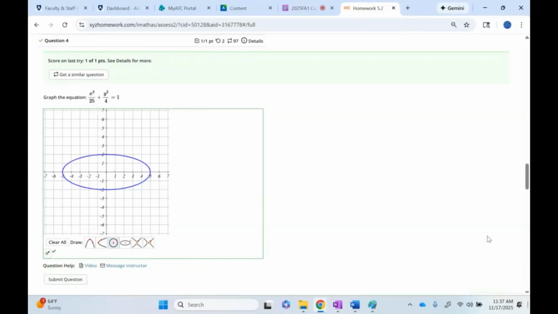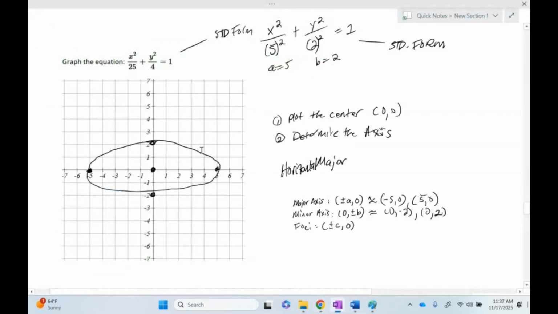Is everybody okay with that? All right, so that was the graph. So we did it by hand, not so hard by hand, and then kind of even easier with the computer.